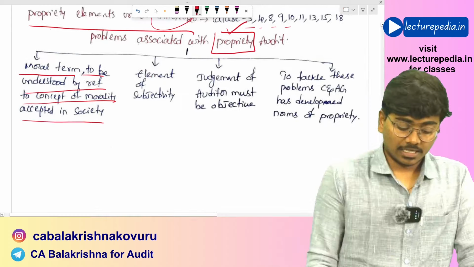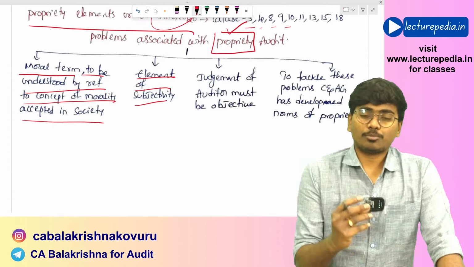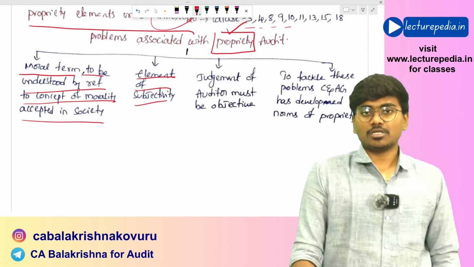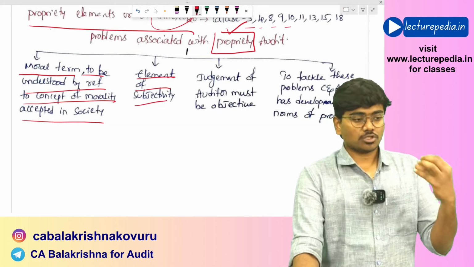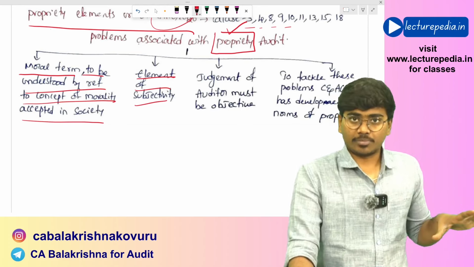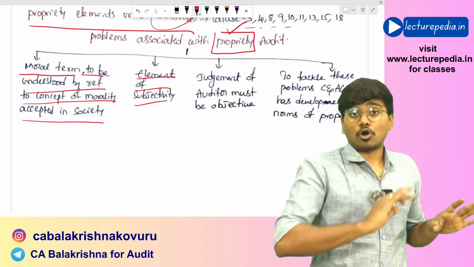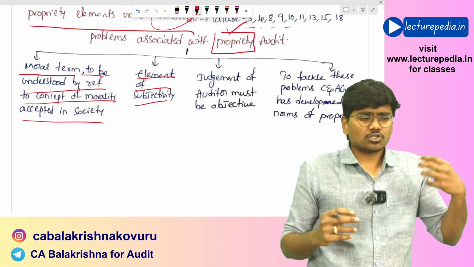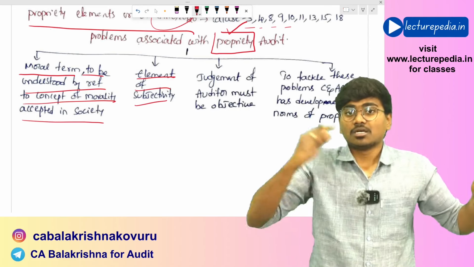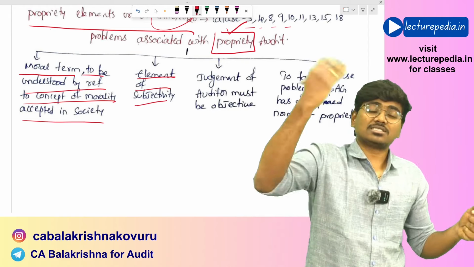Next, element of subjectivity. See, in this propriety aspect, subjectivity is involved. Let's say, for example, spending 1 lakh rupees to acquire a particular property is okay for one person, but another person might feel that it is costly, because based on his view, spending 1 lakh for that property is okay, but for the other person, based on his view, spending 1 lakh rupees is costly.